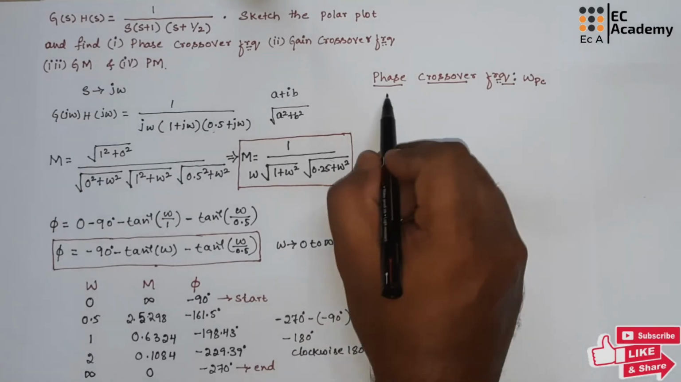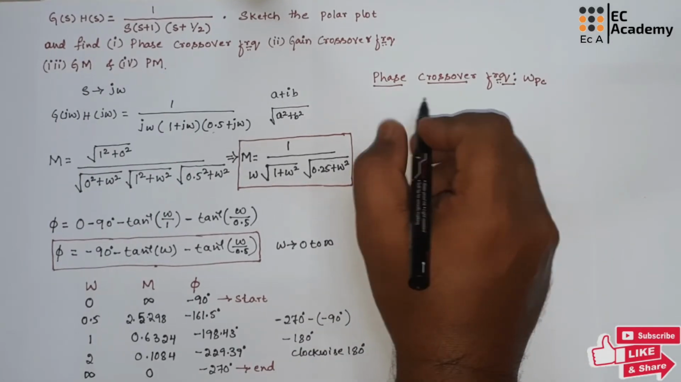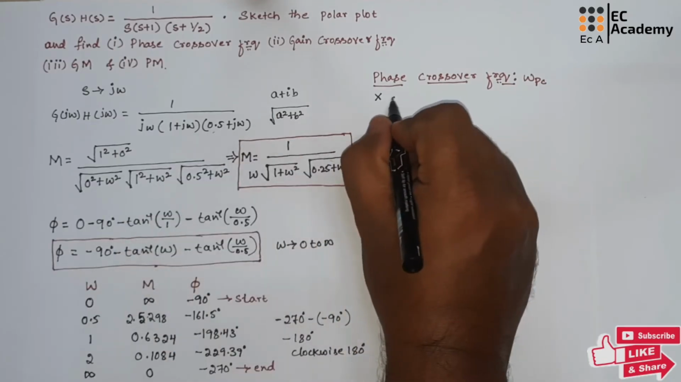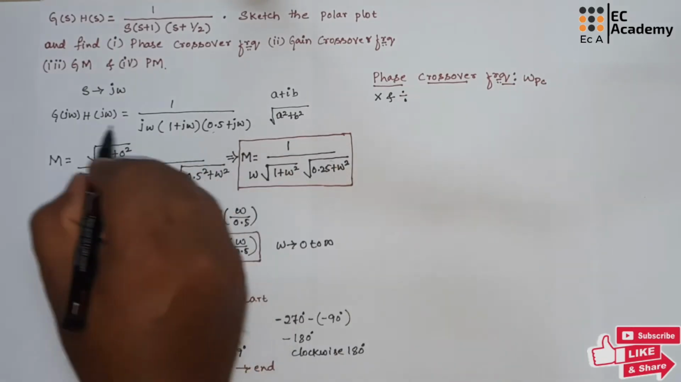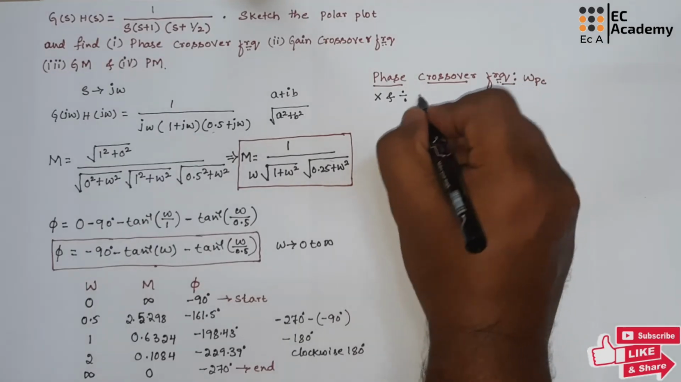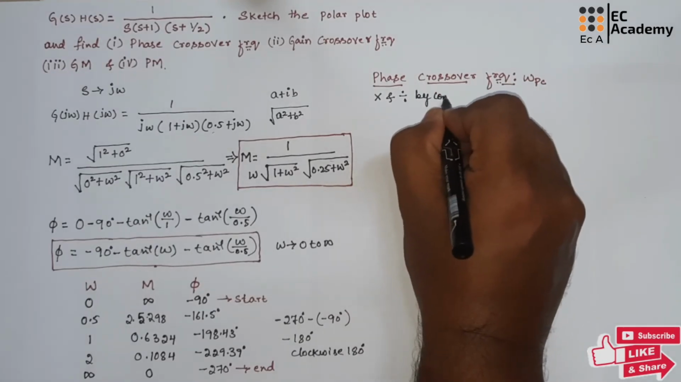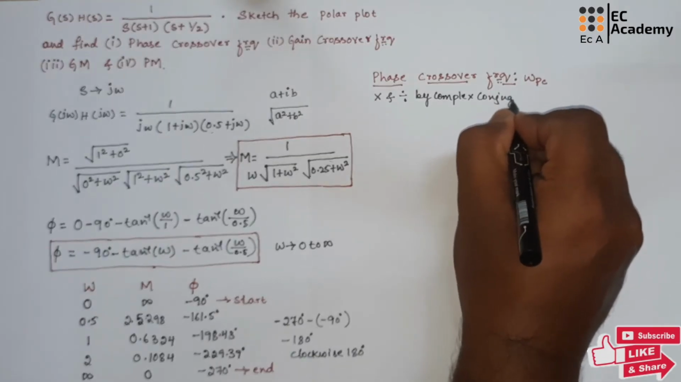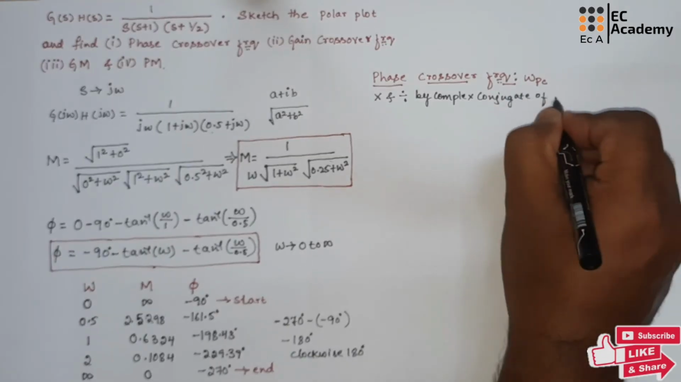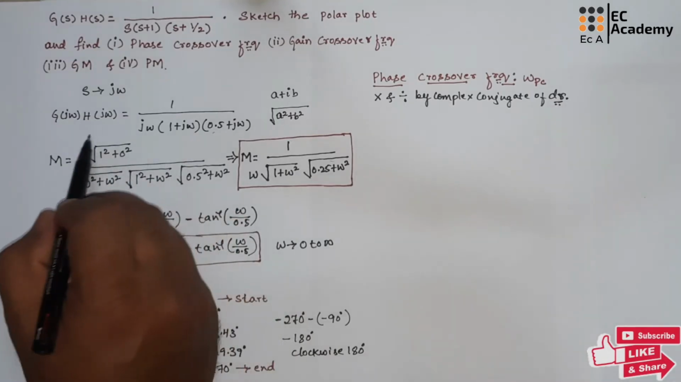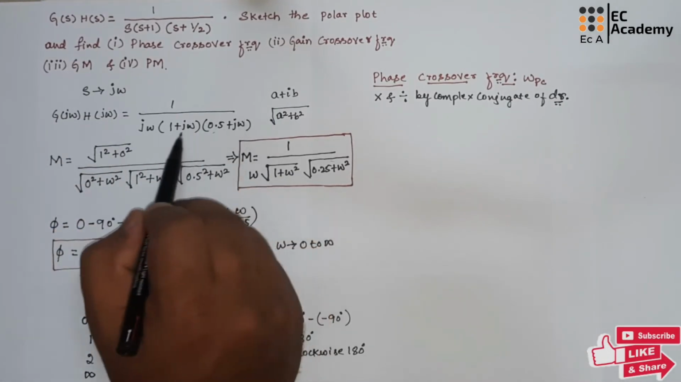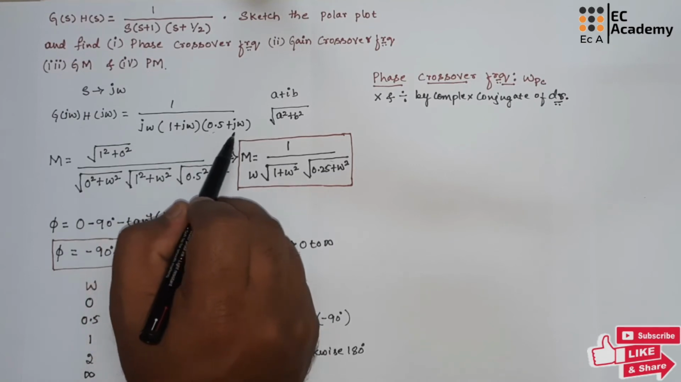Now first let us find the phase crossover frequency. To find the phase crossover frequency, we need to multiply and divide this transfer function by the complex conjugate of the denominator. So what we need to do for this transfer function is multiply and divide by the complex conjugate of the denominator.